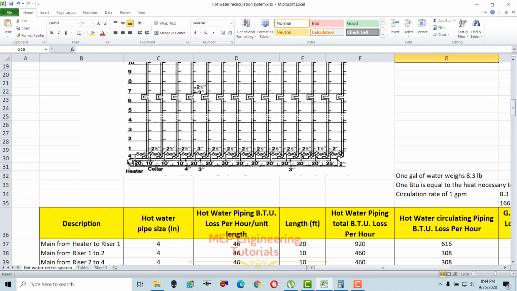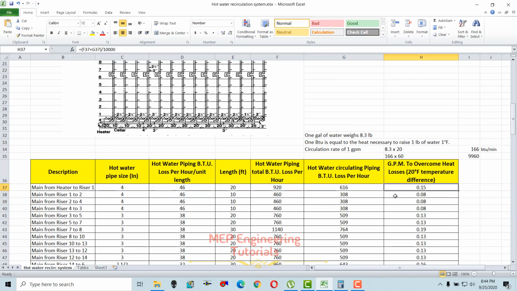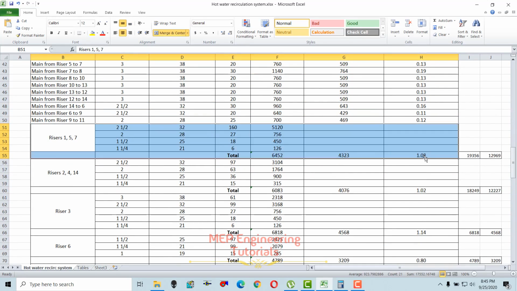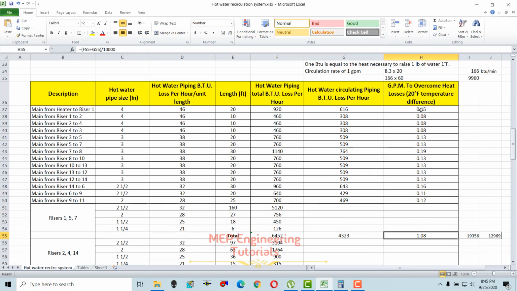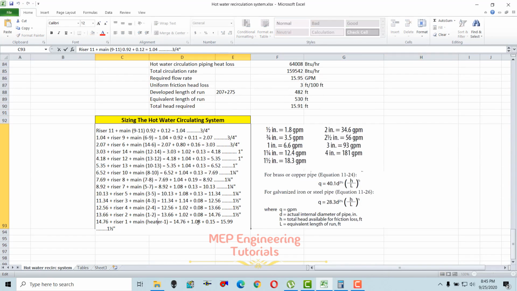So from section 1 to the heater. If you see that from the heater to riser 1, how much is the GPM we calculated? 0.15. And for riser 1, how much GPM did we get here? That is 1.08. So 1.08 is for riser 1 and 0.15 is for the main to heater 1, and 14.6 is the previous GPM which we have calculated.